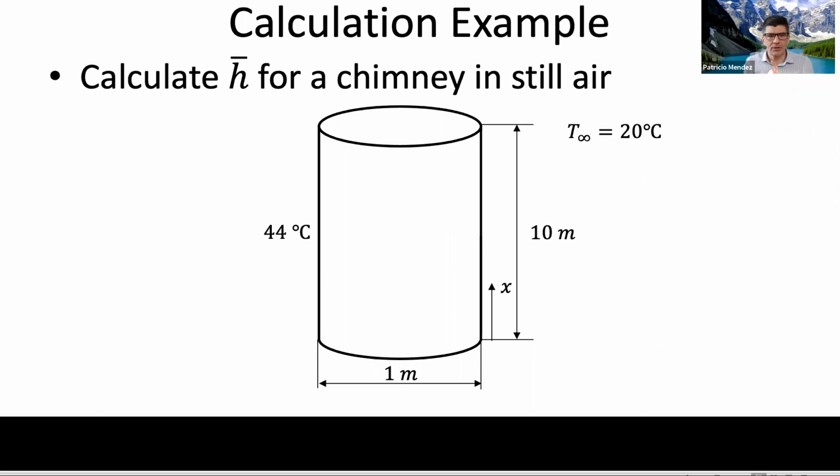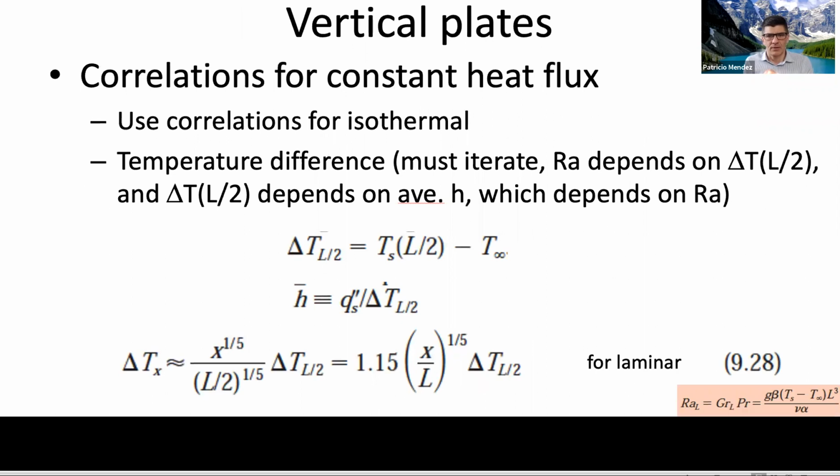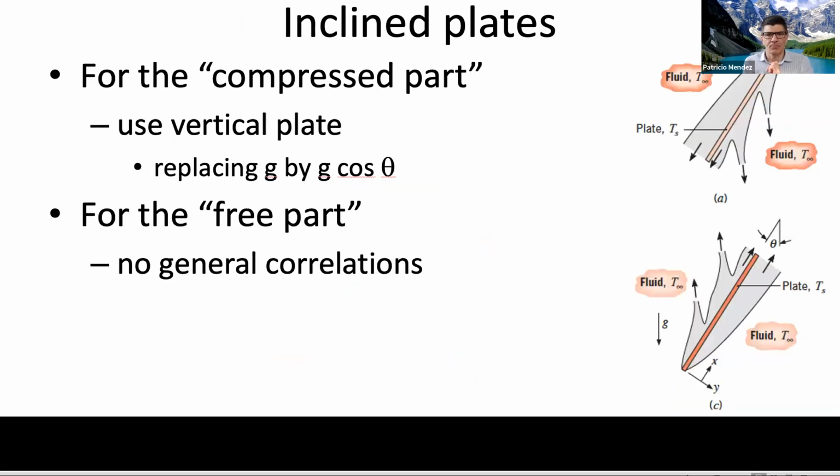We talked about the vertical wall only so far. I'm going to skip the constant heat flux. But let's see what happens if the plate, instead of being vertical, is inclined. Now, if it is inclined, we have two possibilities. Let's say that the plate is hot. If the inclined plate is hot, that means that would be this case here.